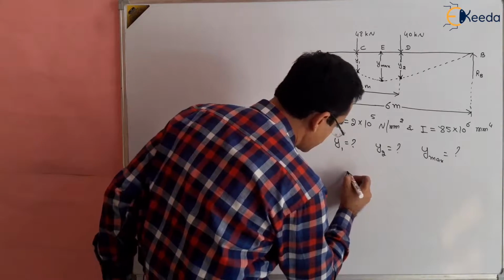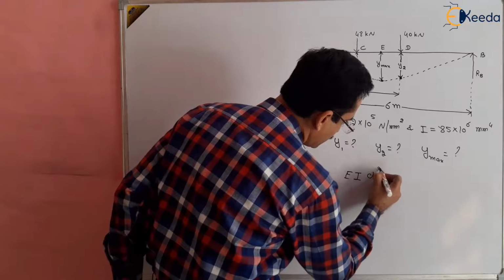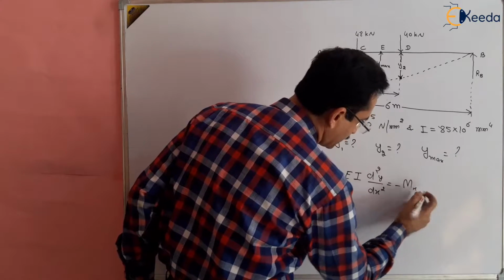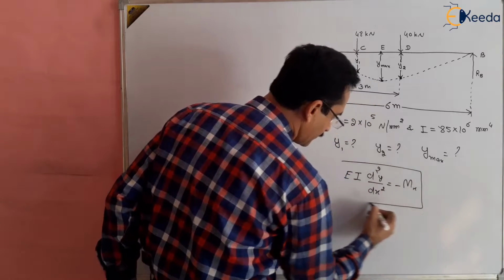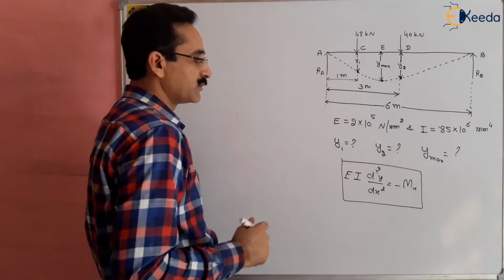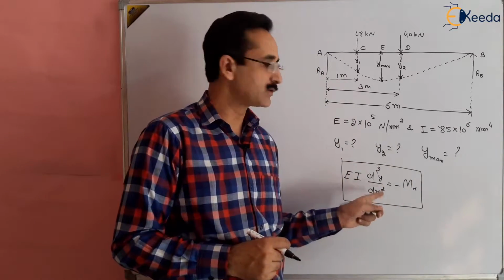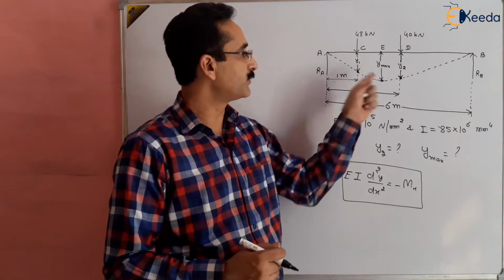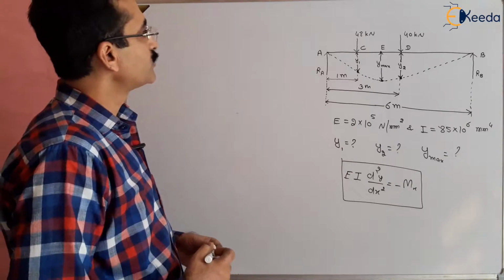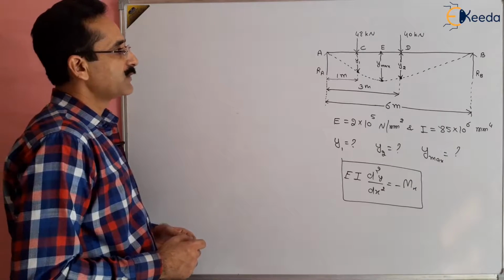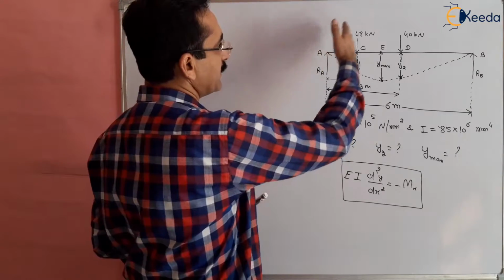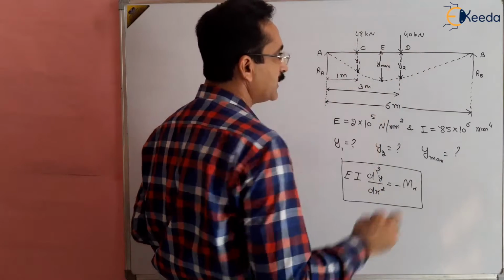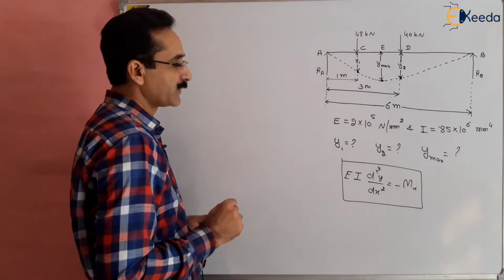In the double integration method, we know the deflection equation. The main deflection equation is EI d2y by dx square equal to minus M at a distance x. So this is the main equation. We have to use this equation and integrate twice to get the final result, the deflection under each load and the maximum deflection. So how should we proceed? First we have to take the section x between A and C, then between C and D, and then between D and B. Three times we have to take the section x.